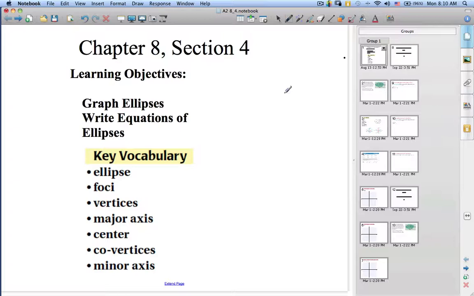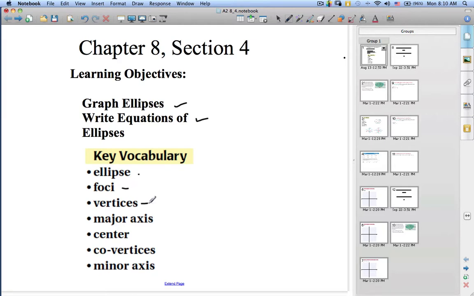In section 8.4, we're working with the graphs of ellipses. So we're going to learn how to graph ellipses and how to write equations of ellipses. We have key vocabulary that we're going to discuss here in a moment, the ellipse itself, and its various parts.